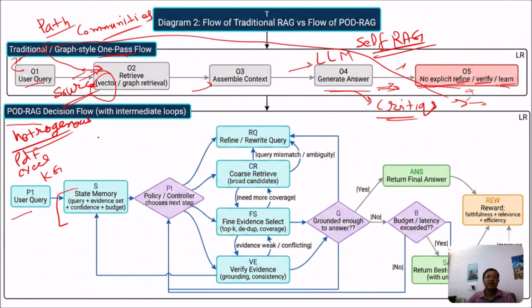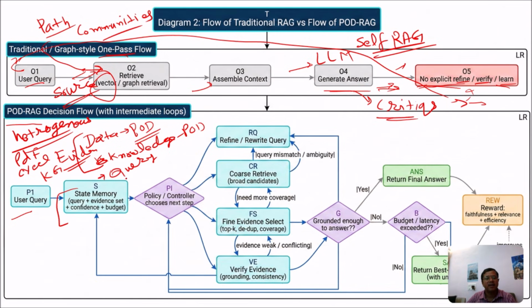The state memory will contain at least two different kinds of documents. First is all types of data, that is called data pod, policy optimized dynamic. And second is all kinds of knowledge, that is called knowledge pod. Then it will contain evidences, and after evidences it will contain the user query. It will again contain partial answers.